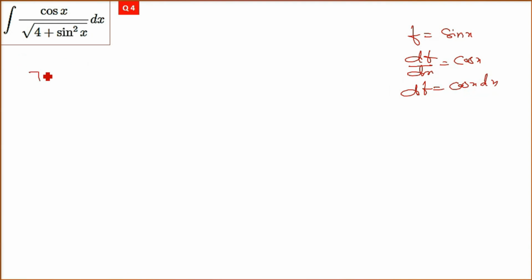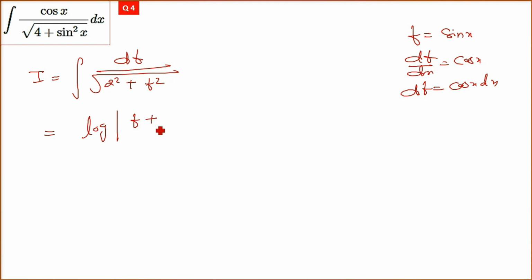So the integration will become like this: cos x dx will be dt. The denominator will become 2 square plus, since we have taken sin x equals t, t square. So this will be a square plus x square or x square plus a square, it's up to you. It's simply log x plus under root x square plus a square. Log t plus under root 2 square, which is 4, plus t square.